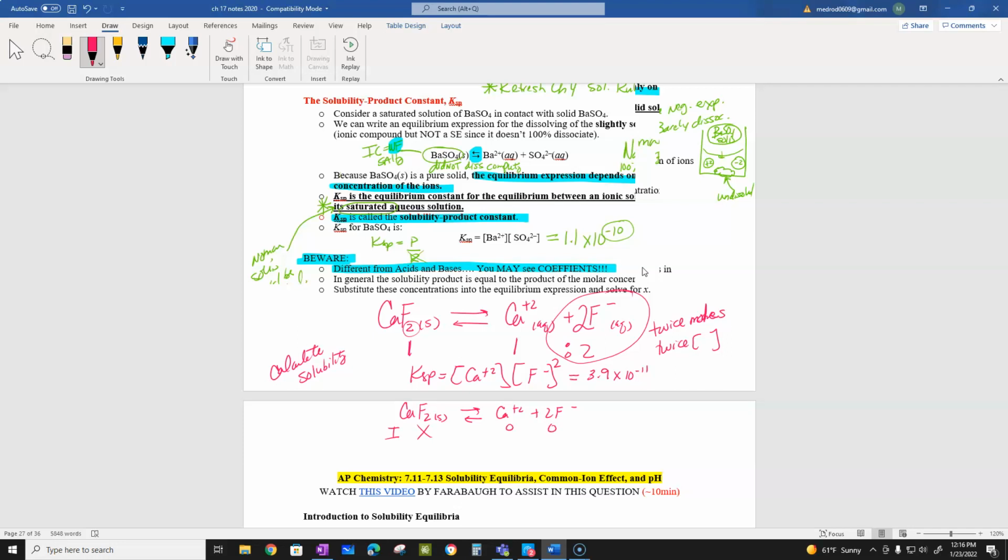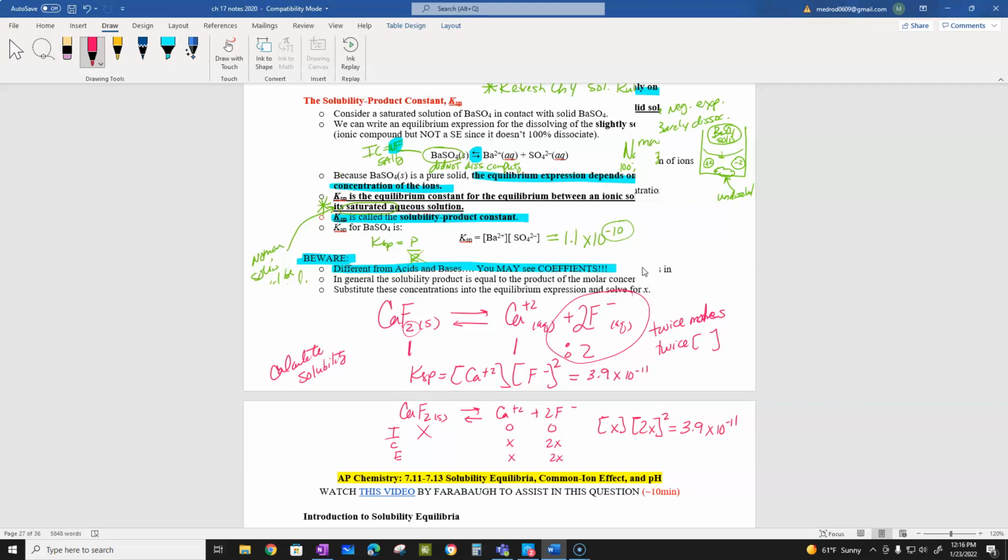But what's going to happen is the change in equilibrium. I need to gain some products. So right here, I'm going to have my X, but this right here is going to be called 2X. And then at equilibrium, I have X and still 2X. So I have my concentration X, and I have my 2X, and then squared. And that's going to give me my 3.9 to the negative 11.